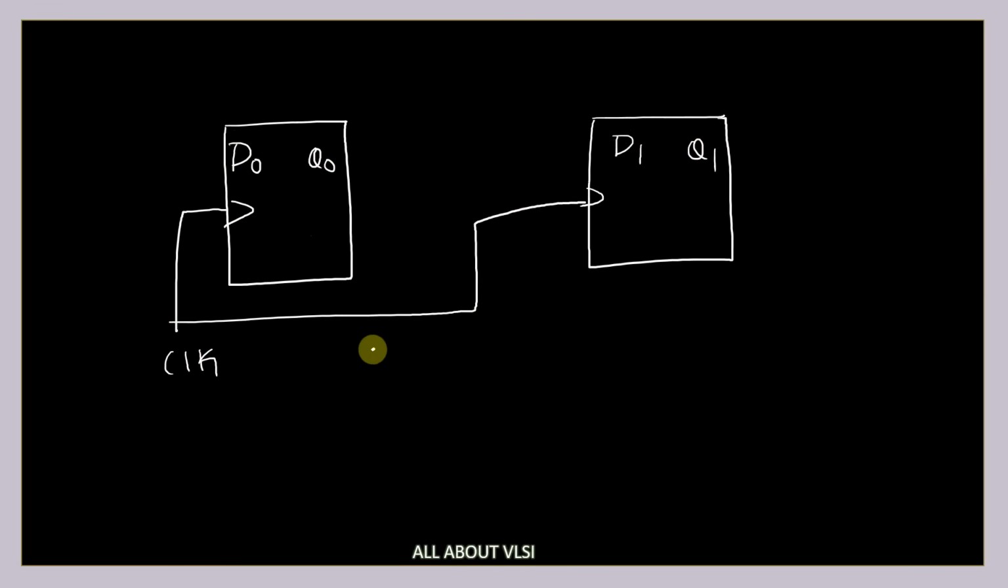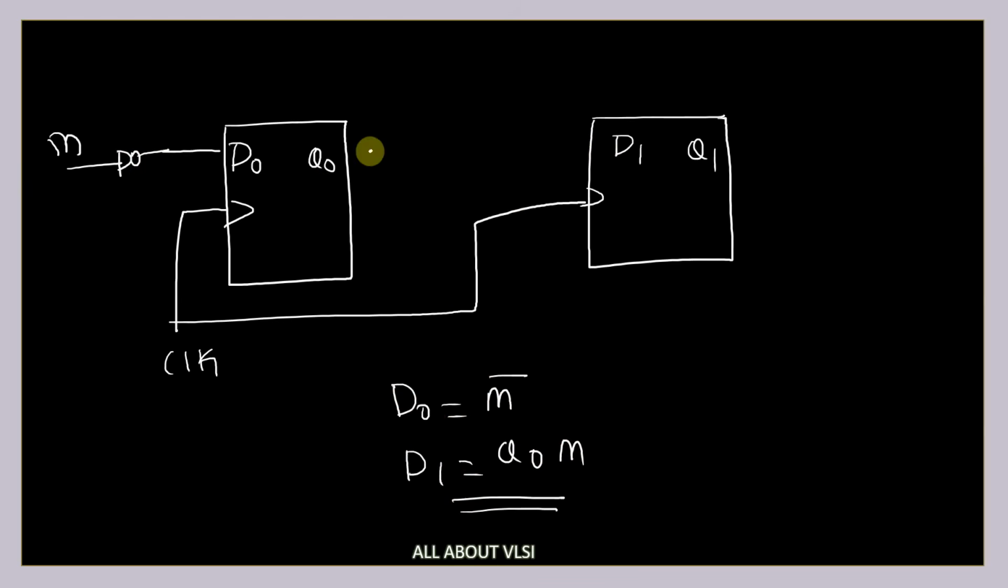If I solve this, the equation for my D naught will be simply X bar, or M bar. So my D naught will be M bar, and D1, if I solve it, will be Q naught. Let me write down over here: D naught is M bar, and D1 over here, I'm going to get Q naught bar, sorry, only Q naught into M. This is what I'm going to get if I solve them. So I'm going to connect this via an AND gate.